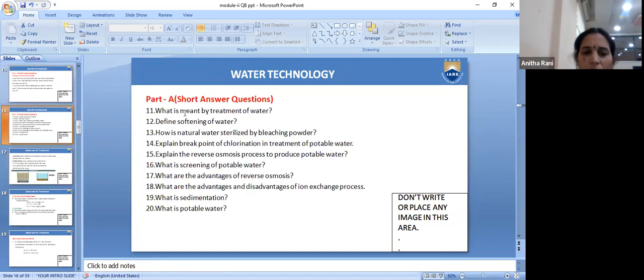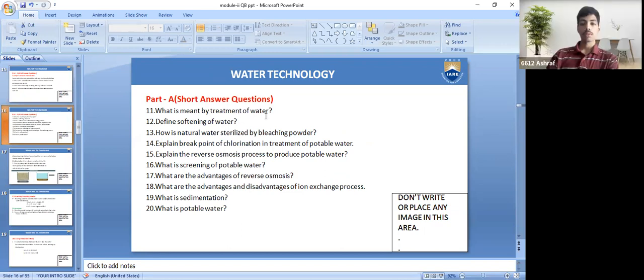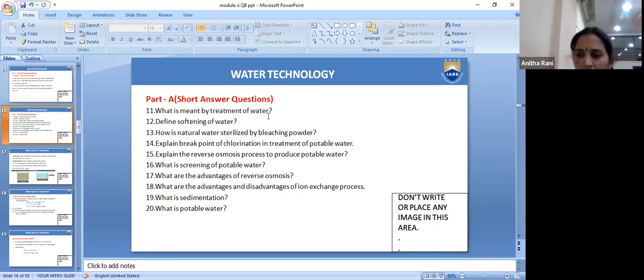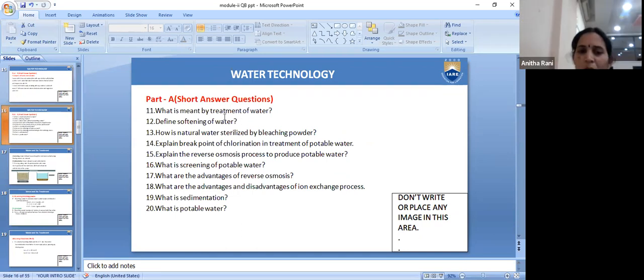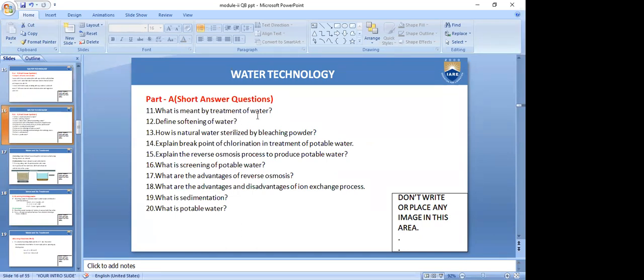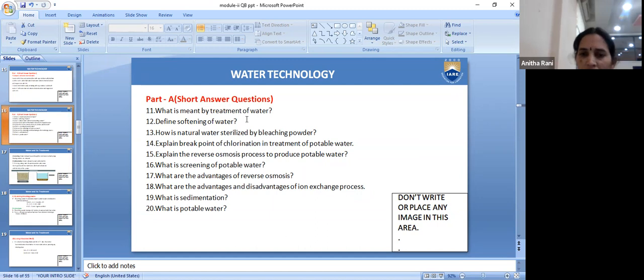Now, students, what is meant by treatment of water? Treatment of water we will do, ma'am. You are doing ion exchange, reverse osmosis, potable water. Tell me, what is meant by treatment of water? Removing hardness. Removing salts from the water.